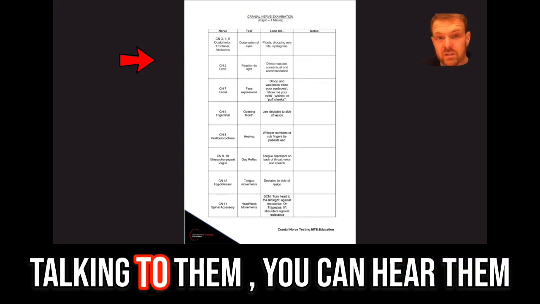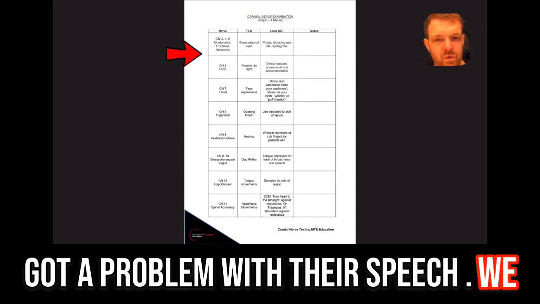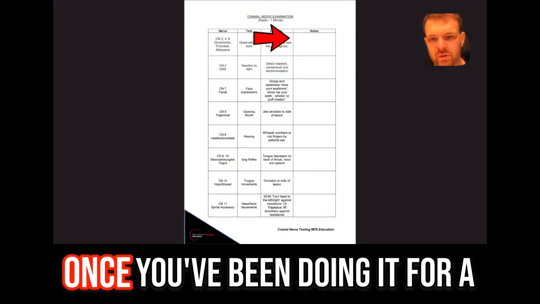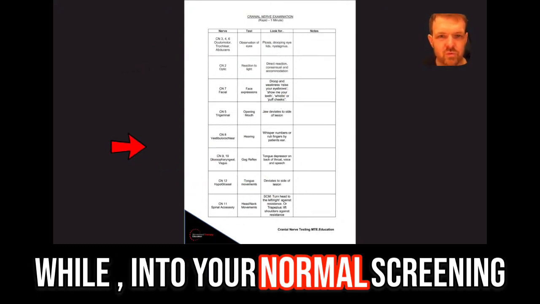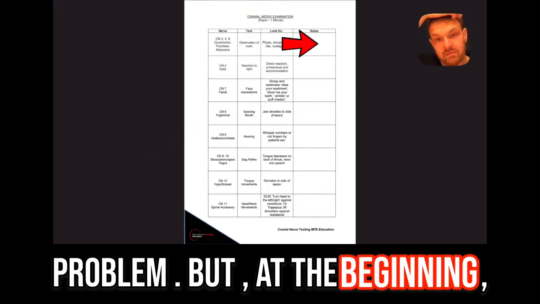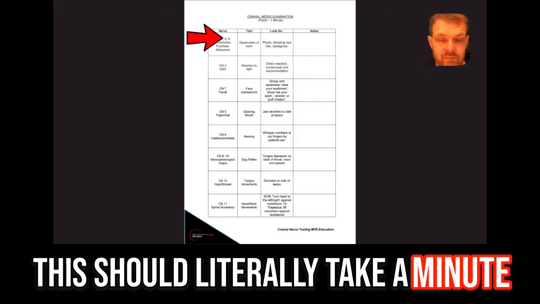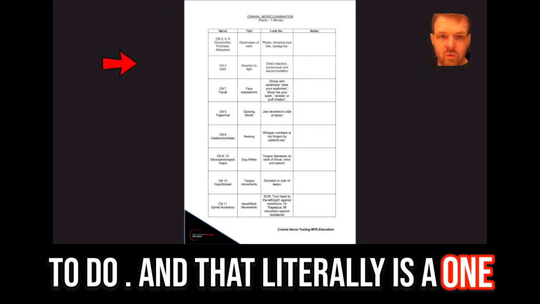As you're obviously talking to them, you can hear them talk and you know whether they've got a problem with their speech. Once you've been doing it for a while, you start to bring some of these into your normal screening process for a head and neck problem. But at the beginning, really, it's useful to have a form. This should literally take a minute to do, a 1 minute check.